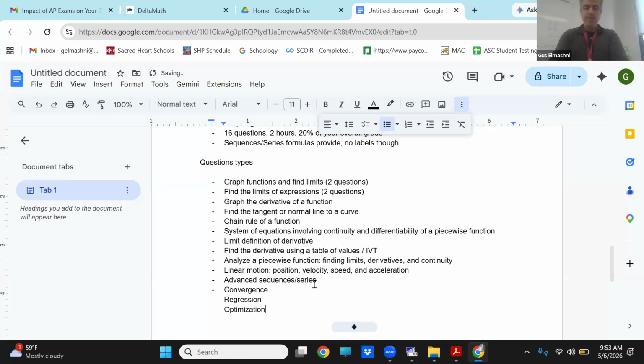Optimization, which we're doing right now. So if I do the math here, 1, 2, 3, 4, 5, 6, 7, 8, 9, 10, 11, 12, 14, 16. There you go. Okay, so that's your final exam. No surprises. You know what to expect.